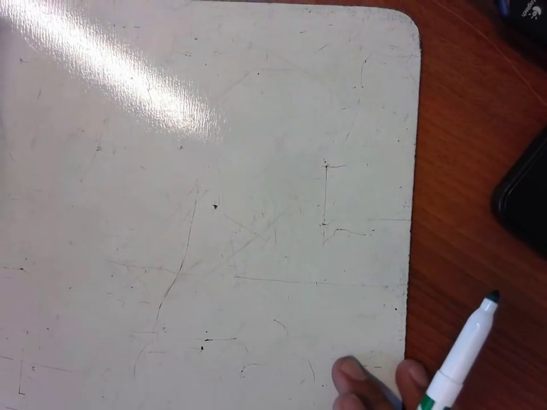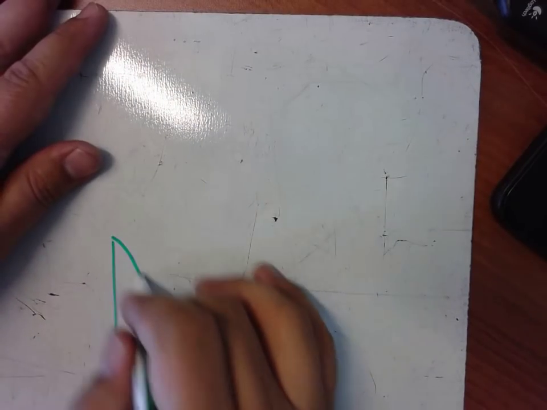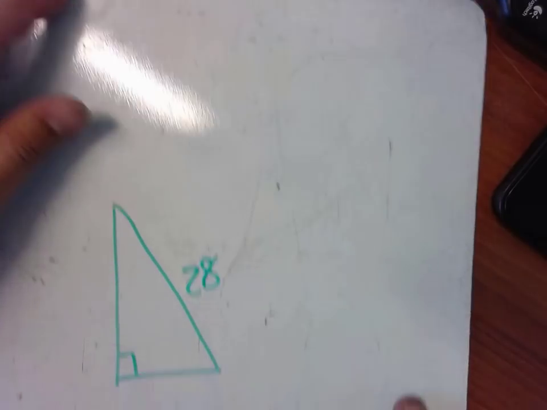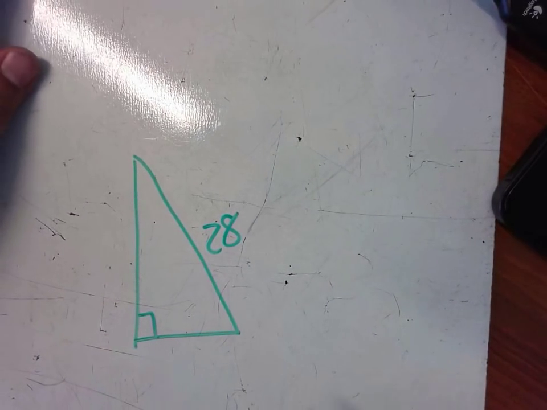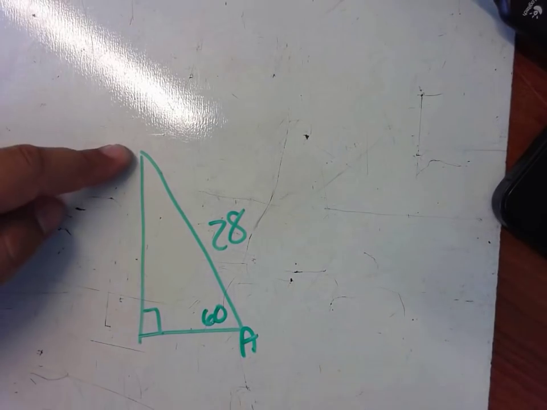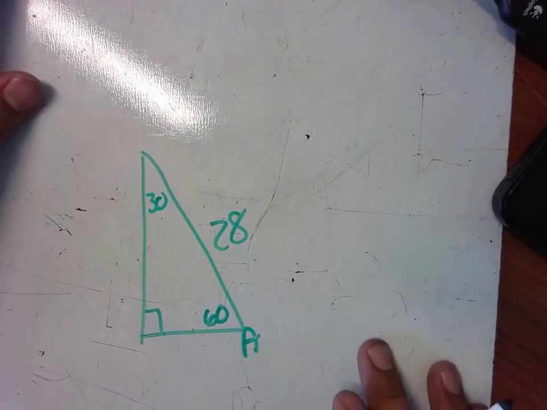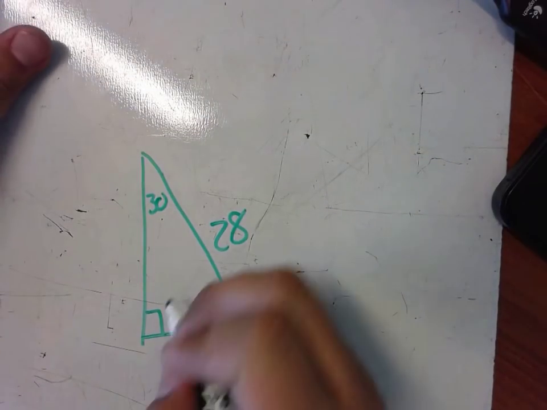The hypotenuse of a right triangle, XYZ, is 28. So I have a right triangle. A hypotenuse is 28. Angle A is 60 degrees. Doesn't matter where A is. Could be here, could be there. Doesn't matter. That means this has to be 30, which makes this a 30, 60, 90. What is the approximate measure of the longest leg?